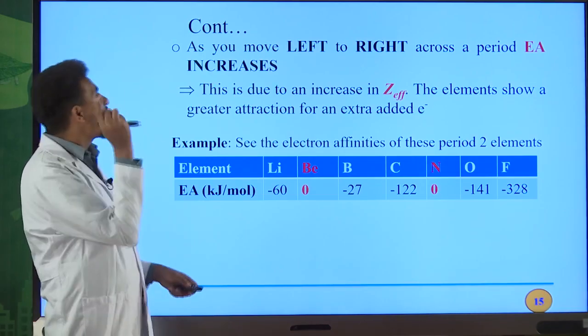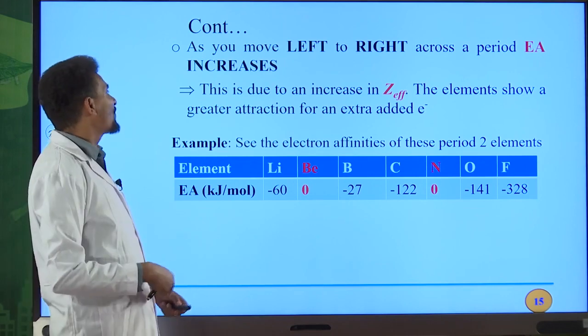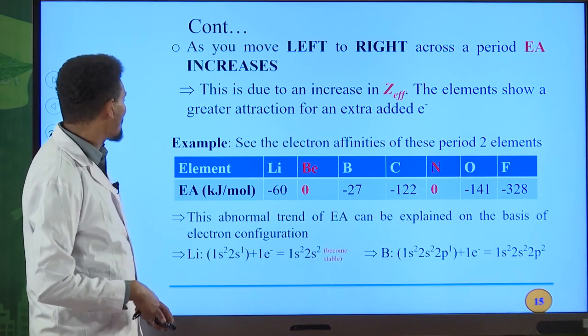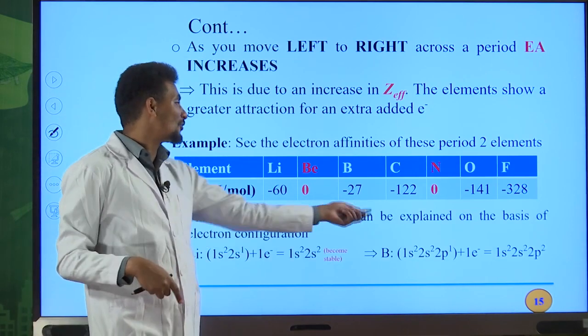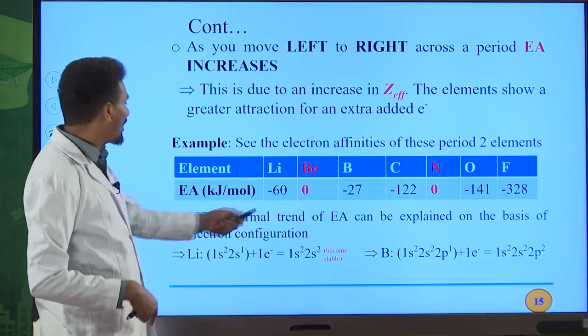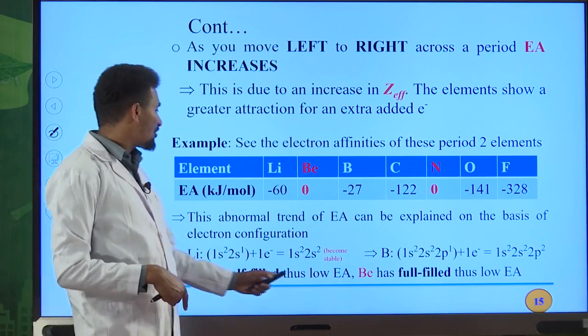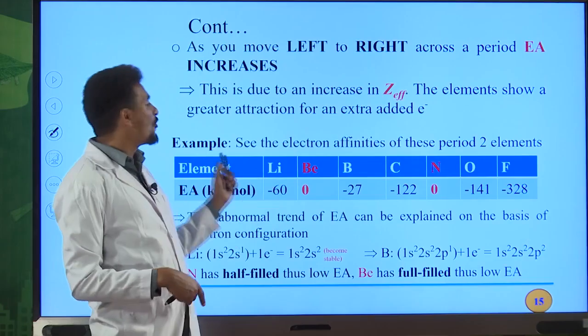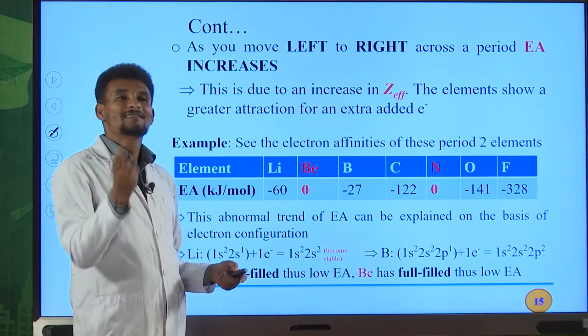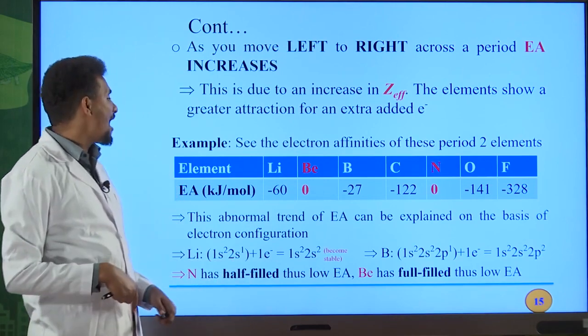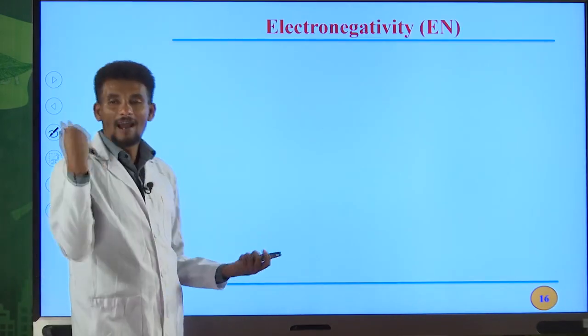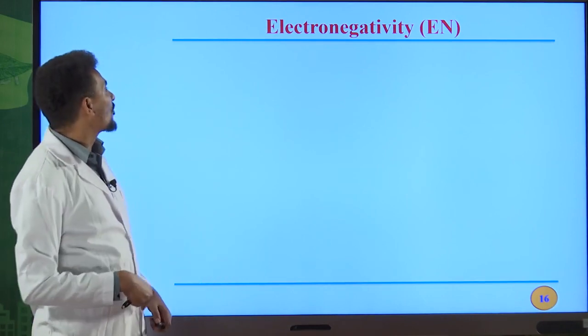But from left to right across the period, electron affinity increases. This abnormal trend of electron affinity can be explained on the basis of electron configuration. I already told you about this one. So nitrogen is half filled, but beryllium is fully filled. Because of this, they do not require an extra electron. Therefore, they have smaller electron affinity.